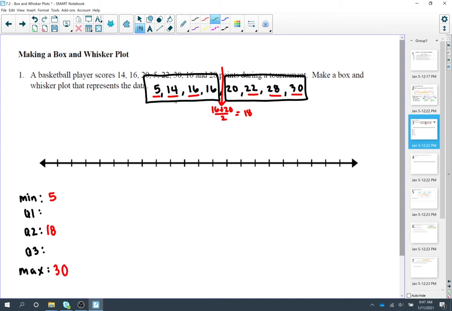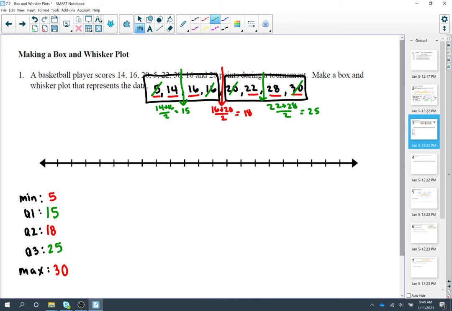So from this lower half, I'm going to cross out this, which gives me 2 numbers in the middle, which means the median of the lower half is right between. So 14 plus 16 divided by 2 is 15. So Q1 is 15. Then Q3 is the median of the upper half. So cross this out. There's 2 in the middle. So we're going to take 22 plus 28, cut that in half, which is going to get us 25.